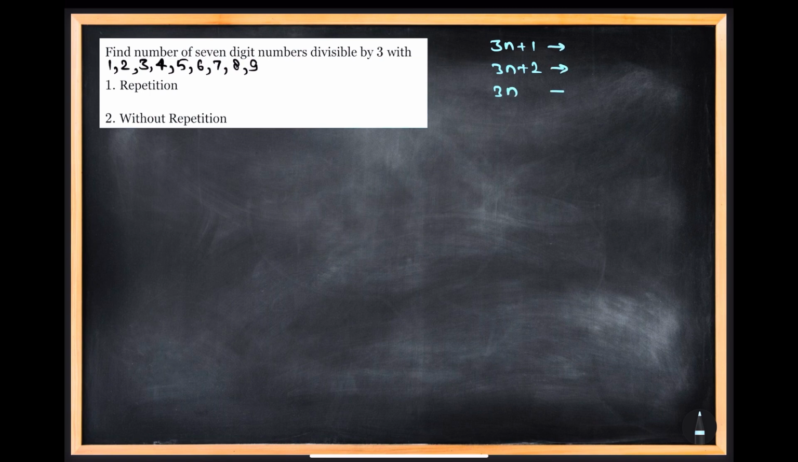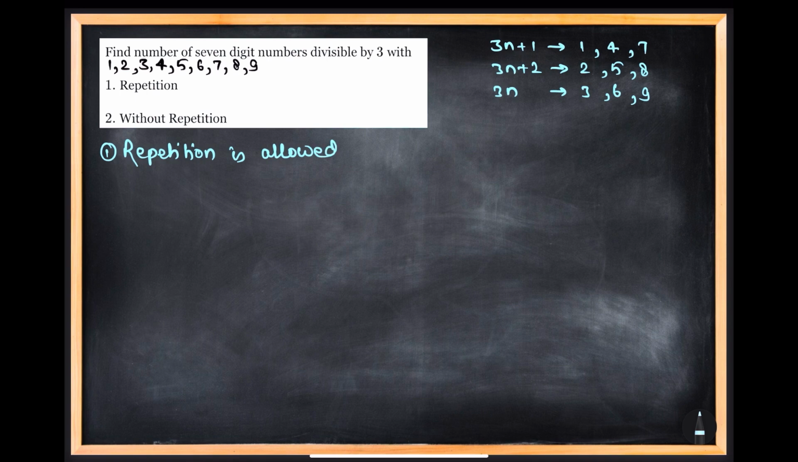So the idea is, if you put n as 0, you will get 1, 2, 3, 4, 5, 6, 7, 8, 9. Now look at this. You have to deal with the first situation where repetition of digits is allowed. Okay, repetition is allowed.